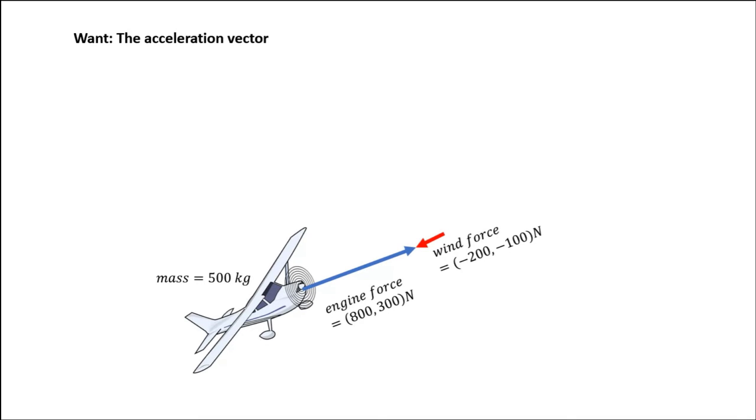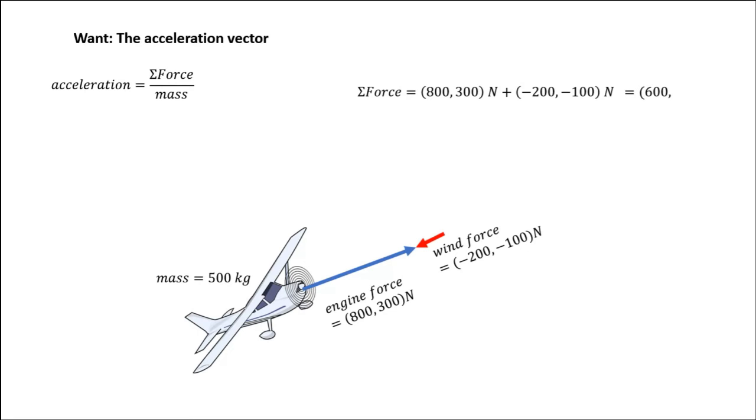So, to get the acceleration, we use this formula that we talked about. The first step then is to write the sum of forces. In this case, we have to add together our two force vectors, which is simply vector addition. To get the x component, we add together 800 and negative 200, and we get 600 newtons. To get the y component, we add together the 300 newtons with the negative 100 newtons, and get 200 newtons. So we have a net force vector of 600, 200 newtons. We then divide this by the mass, which is 500 kilograms.